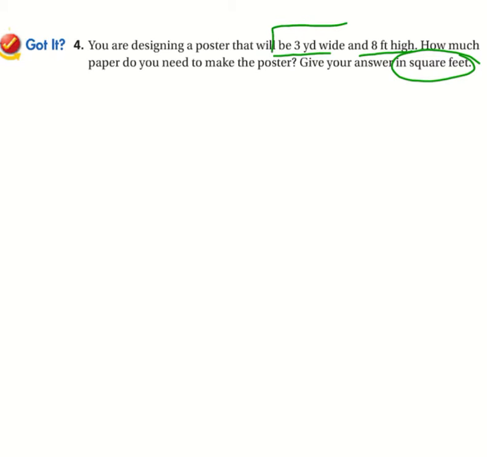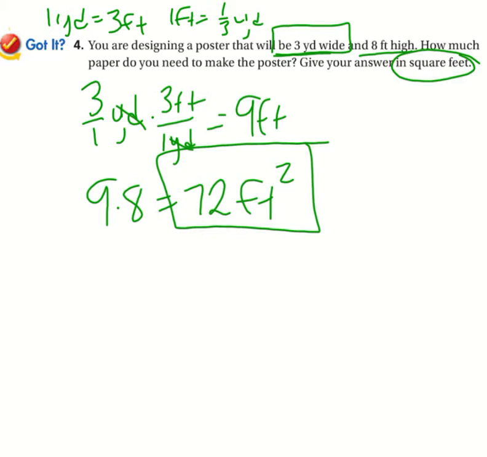So I'd start off with converting this 3 yards to feet. Remember, 1 yard equals 3 feet, which means that 1 foot is going to equal 1/3 yard. So pause the video. Alright, if we convert that 3 yards to feet, we get 9 feet. 9 times that 8 is 72, so we get 72 feet squared.